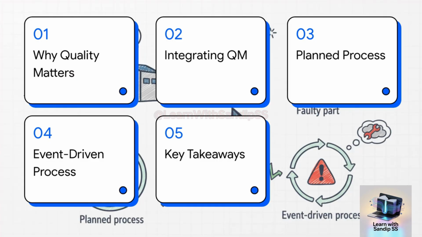Okay, so here's our game plan for this explainer. First, we'll touch on why this all matters. Then we'll see how quality management actually fits into the picture. After that, we're diving into the two big processes, the planned one for goods receipt and the event-driven one for complaints. And of course, we'll wrap it all up with the key takeaways. Sound good? Let's jump in.